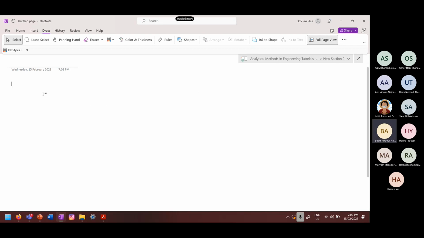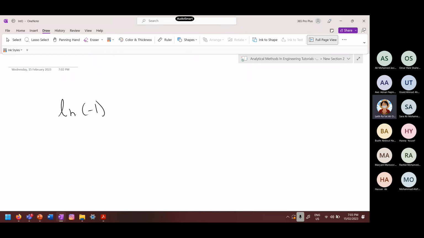Some of you sent me a question which is ln(-1). Do you know how to solve this? I sent you the solution on WhatsApp. Do you guys hear me? Yes. Okay. Do you know how to solve this one? I don't think so. Okay. Z is equal to -1. Set this Z equal to -1 and change ln to ln Z. Now you need to find ln Z.